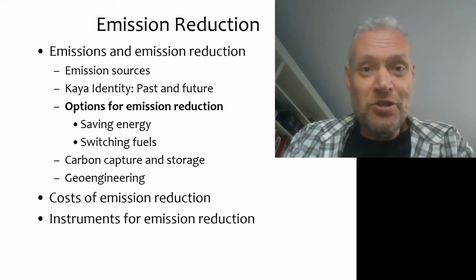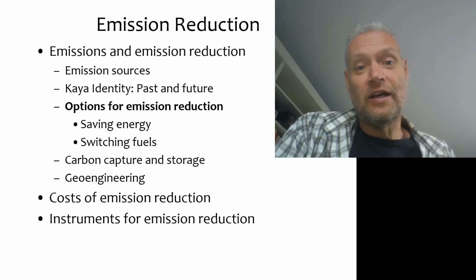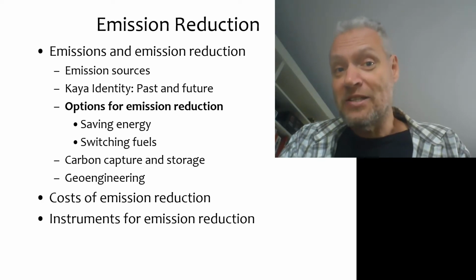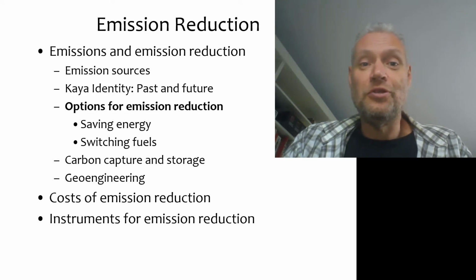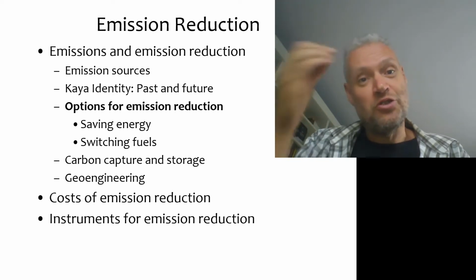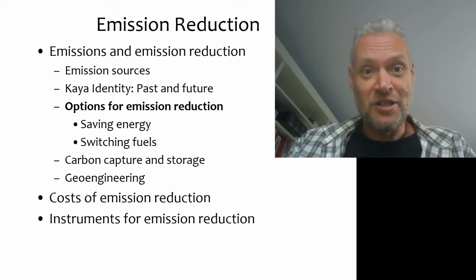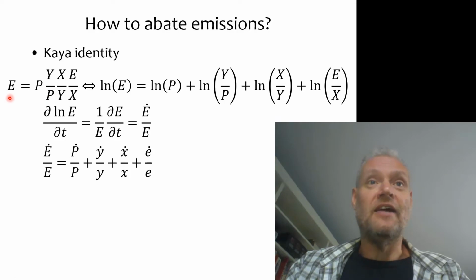We looked at sources of greenhouse gas emissions and we looked at a Kaya identity, both to interpret trends in past greenhouse gas emissions and to construct scenarios of future greenhouse gas emissions. Let's now have a look at options to reduce emissions. The starting point is again the Kaya identity, which you see repeated here.